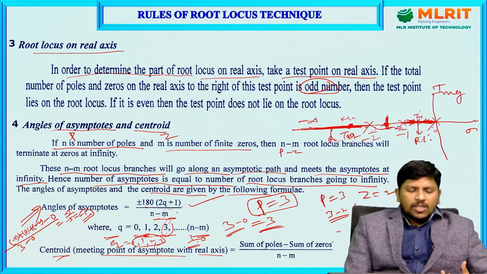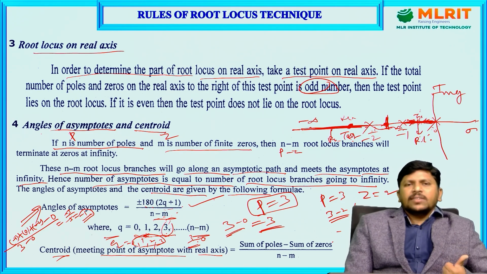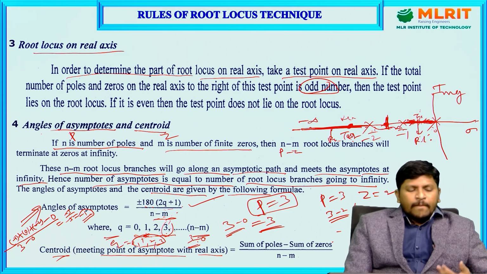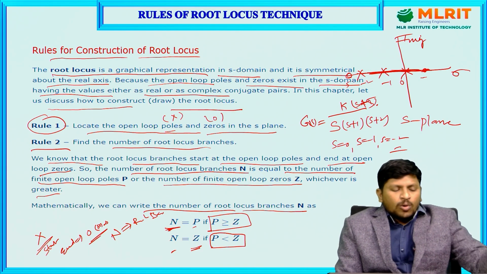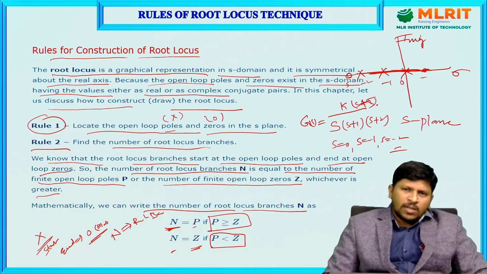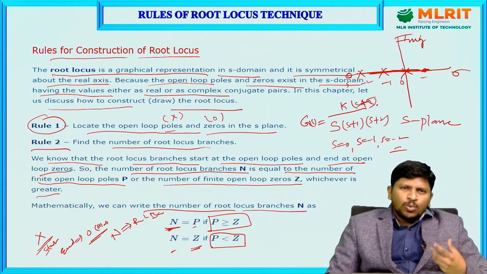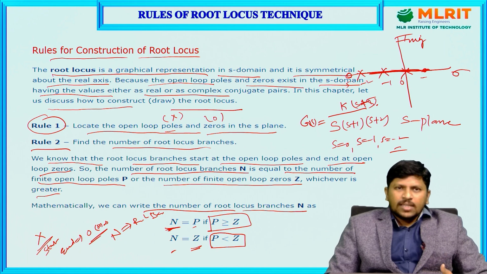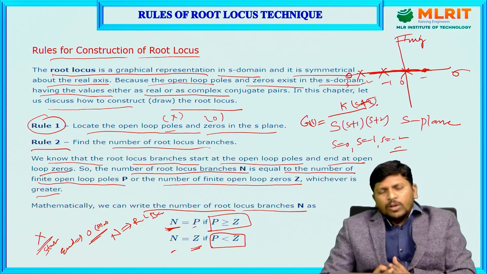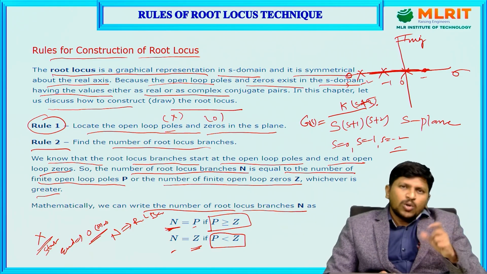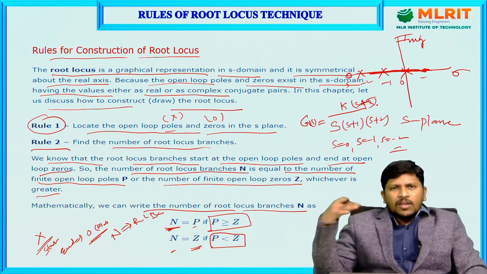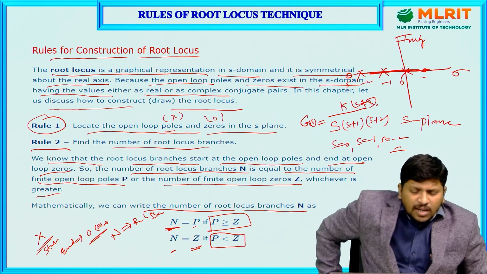This is the calculation to find the angle of asymptotes and centroid, root locus on the real axis, how many root locus branches are available, and how to locate the poles and zeros on the S plane. All these are the rules for the construction of root locus. Some more rules remain, and I am going to explain all the remaining rules in the next coming classes.